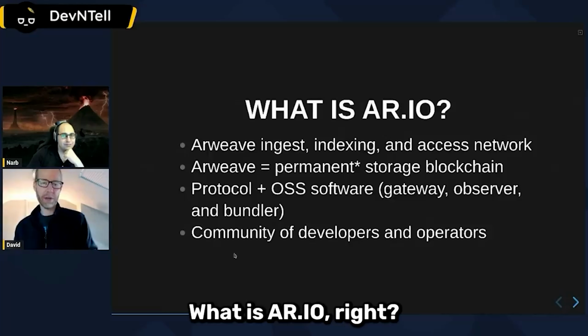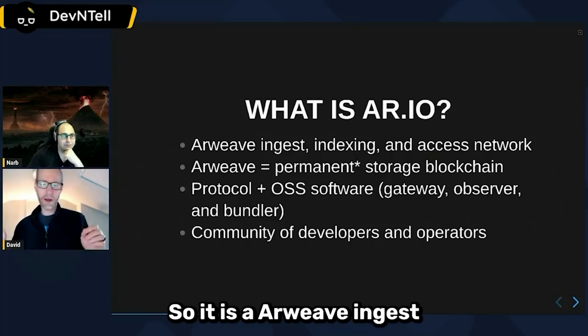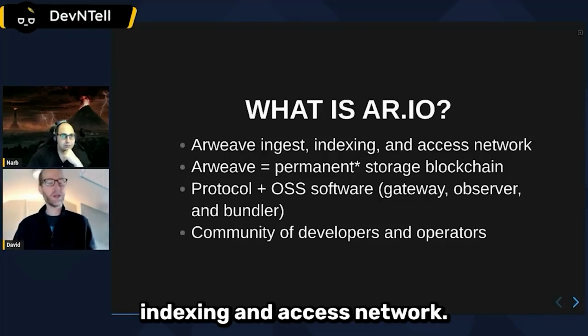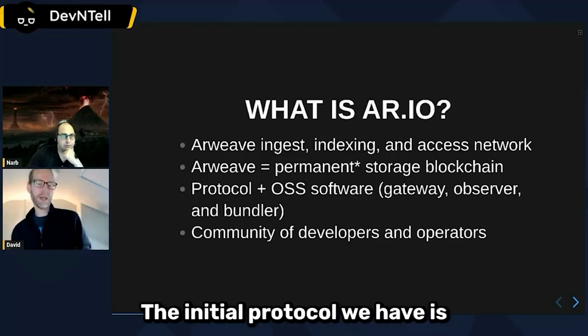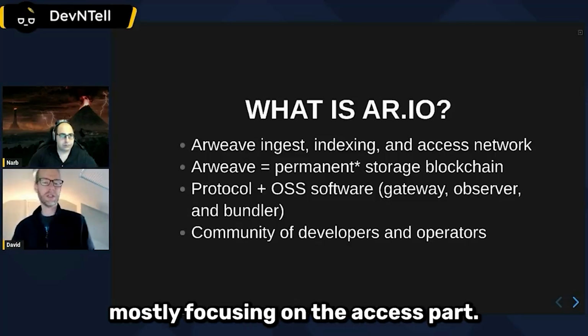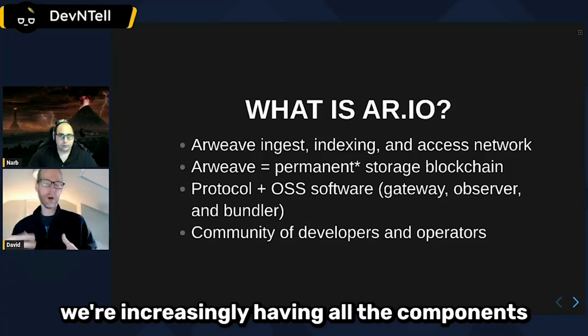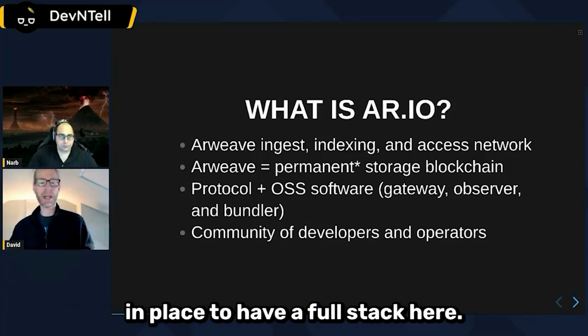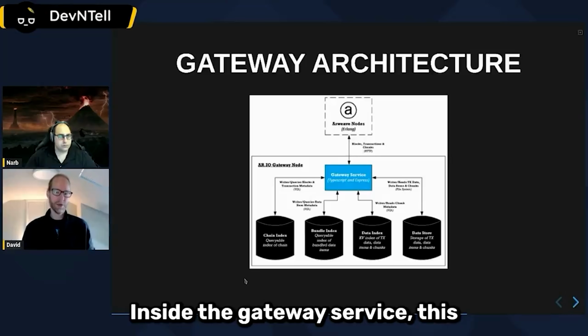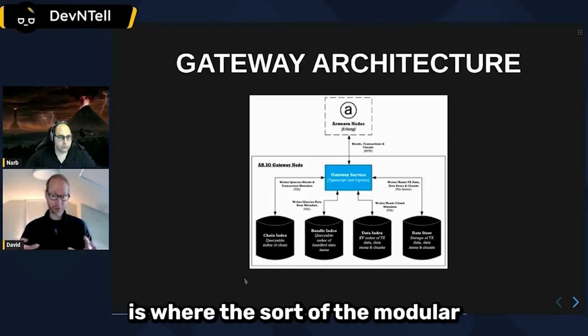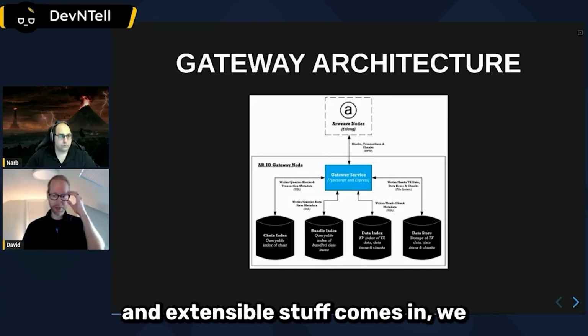What is RIO, right? It is an Arweave ingest, indexing, and access network. The initial protocol we have is mostly focusing on the access part, but it's really all of these things. And we're increasingly having all the components in place to have a full stack here. Inside the gateway service, this is where the modular and extensible stuff comes in.